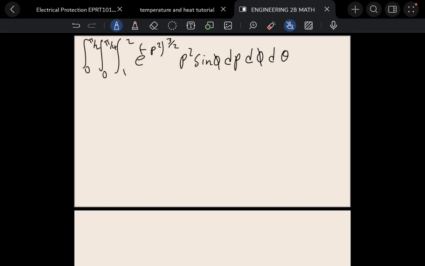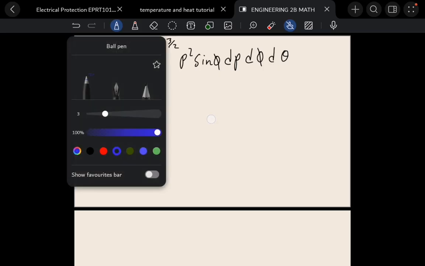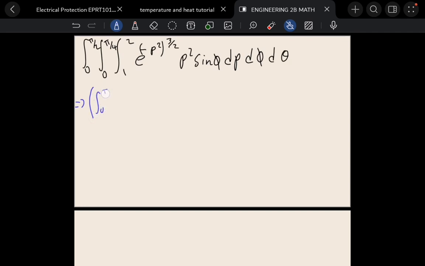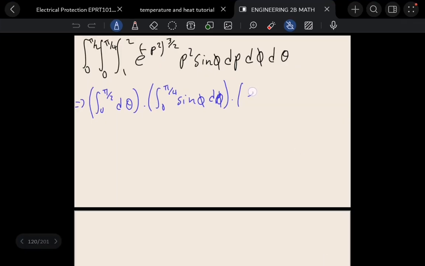So this one is a long video, right? So now we will rearrange as normal. Rearranging as normal, we are going to have something like this: integral from 0 to pi over 2 d theta, integral from 0 to pi over 4 sine phi d phi, and then integral from 1 to 2 of e to the power negative rho cubed, rho squared d rho, like that. So you can integrate this.